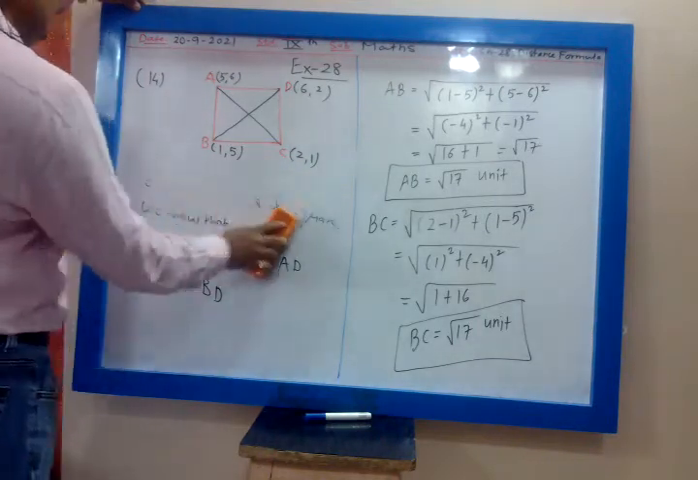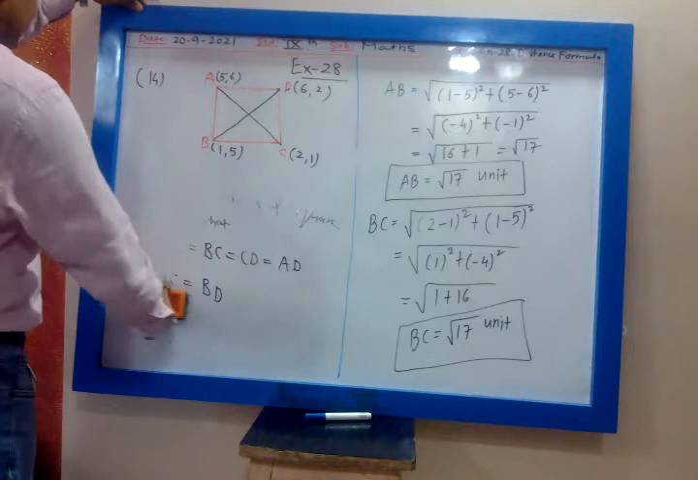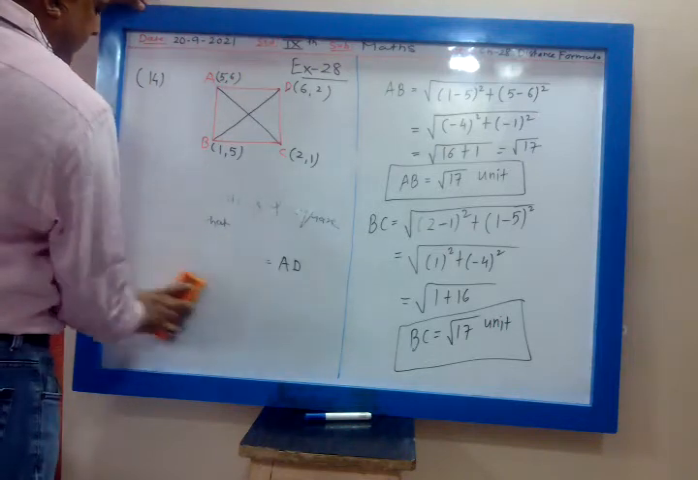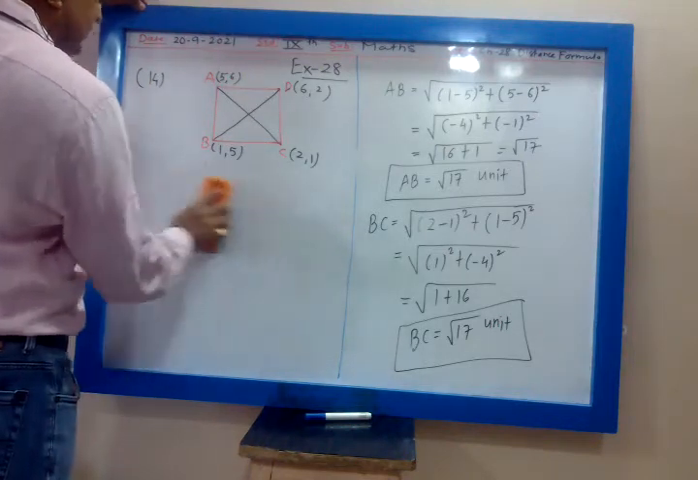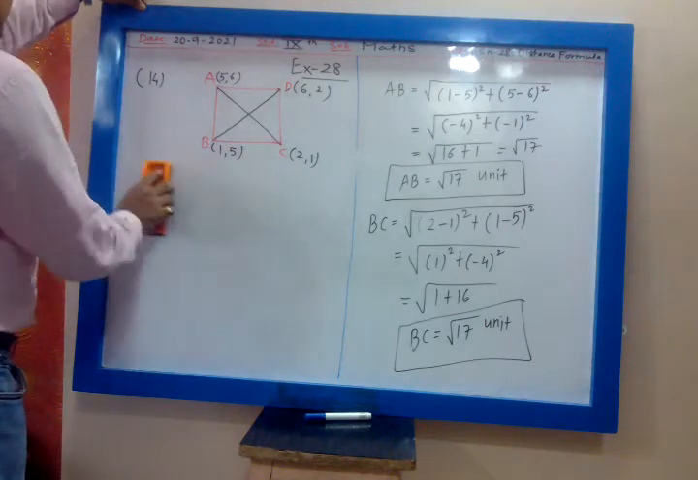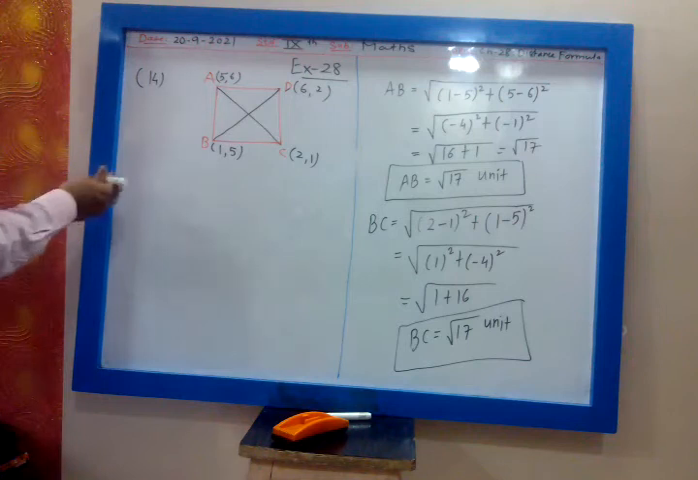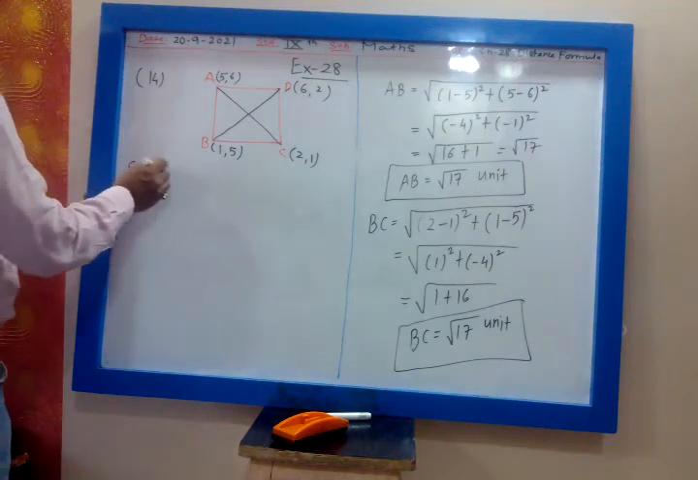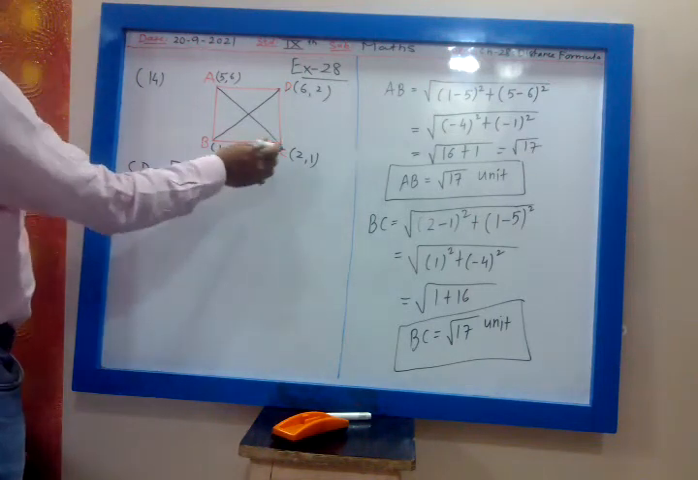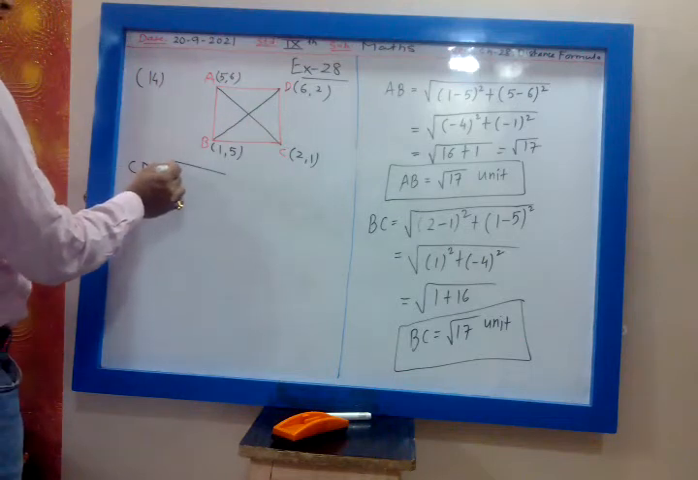Now find CD and AD. So very quickly you have to find. Calculations are easy, but within the stipulated time you have to finish the calculation. So CD is C and D.